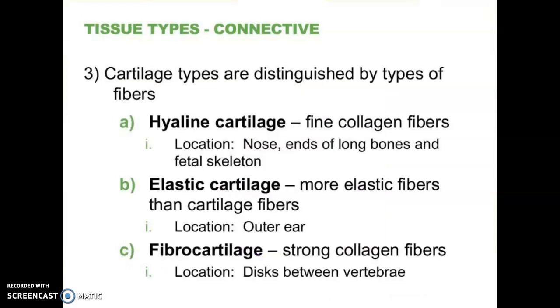So we further break down cartilage into 3 main types. Hyaline, which is what we see in fetal skeletons and also on the ends of bones where those joints go together. Elastic cartilage, obviously elastic, it's very stretchy. Your outer ear, you can move that a lot, and it's not uncomfortable. And then the fibrocartilage, which is strong.